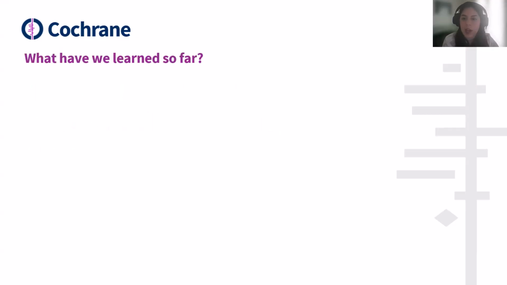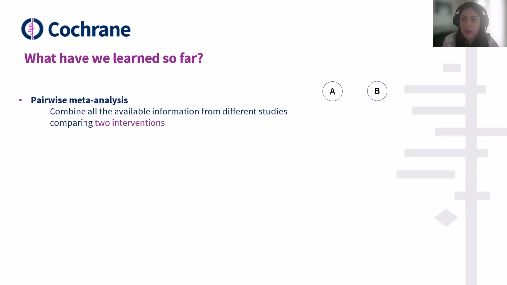First of all, let's do a recap of what we have learned so far. Healthcare decisions should be based on all available and relevant evidence. By evidence, we mean studies like randomized controlled trials. Where we are interested in the comparison of two interventions, say A and B, for a certain health condition, we may find more than one study comparing them. Meta-analysis allows us to combine all the available information from different studies and obtain an overall effect estimate.